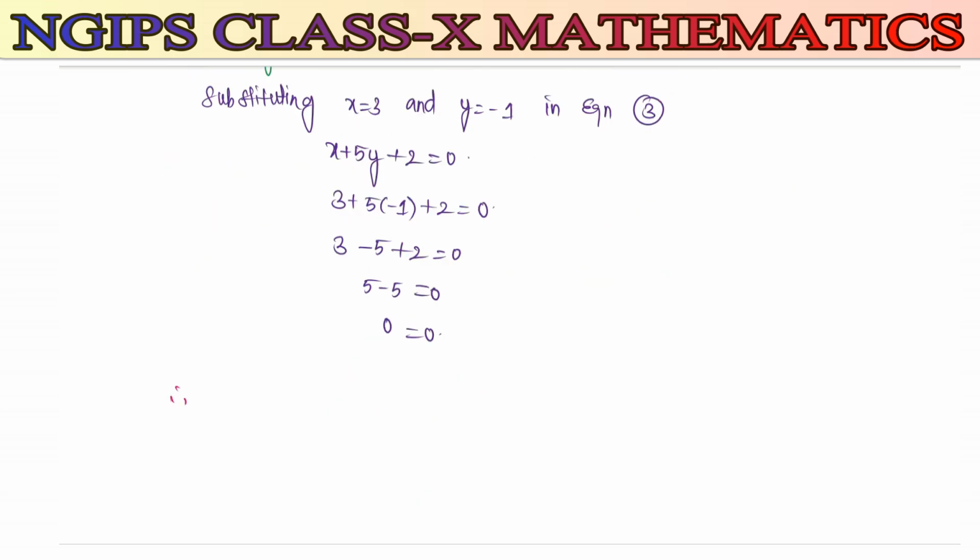Therefore the point 3 comma minus 1 also lies on equation 3. Hence the given lines are concurrent.